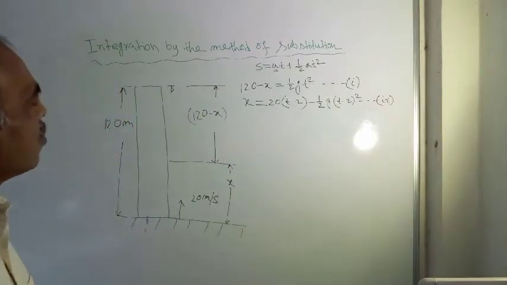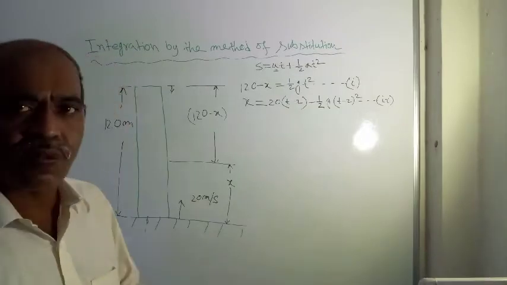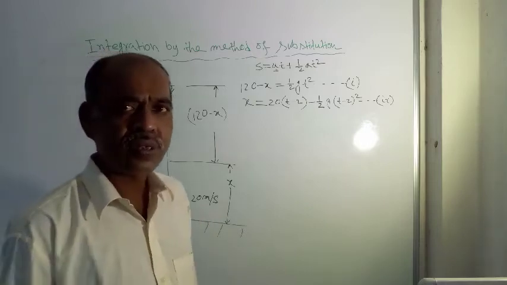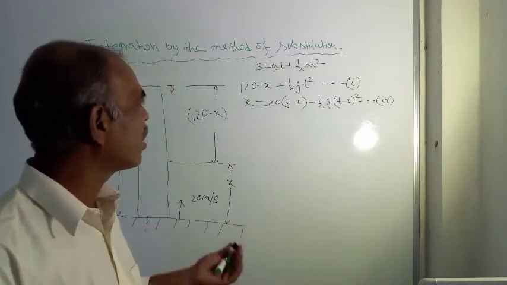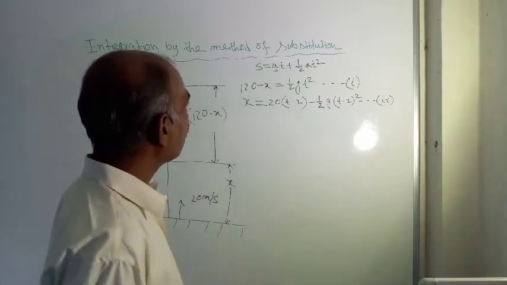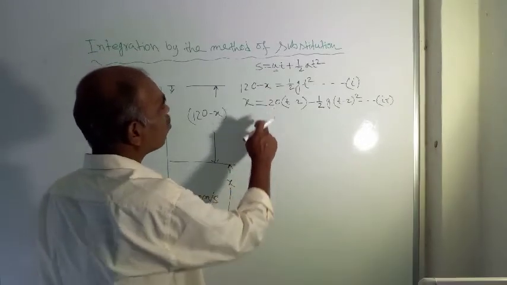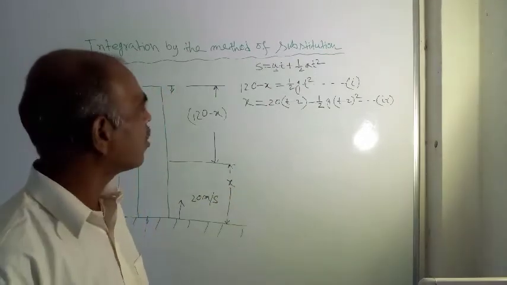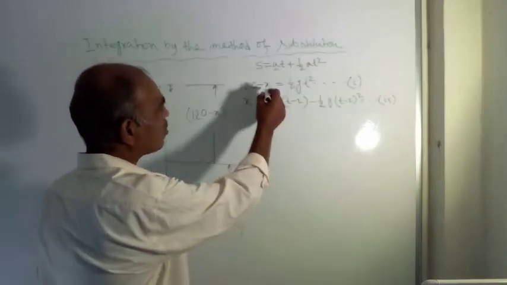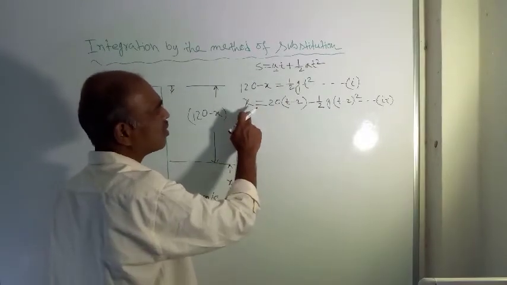Here g is known. Two unknowns are there, x and t, and the number of equations is 2. So this is solvable. Therefore both the equations are solvable. So how to solve both these equations? From equation number 1, we are getting x is equal to 120 minus half g t square. So put that expression for x in equation 2.